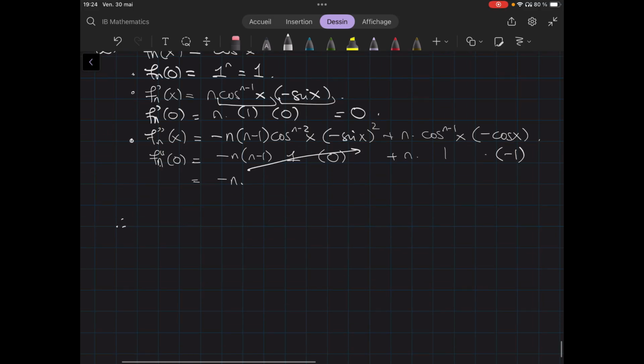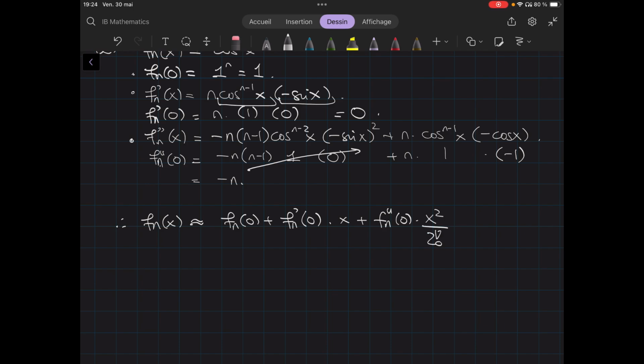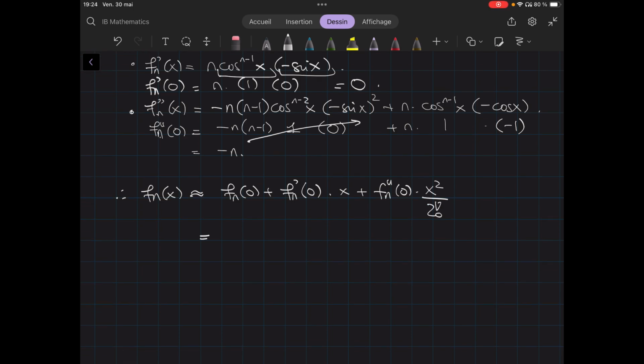Therefore, the first 3 terms of the Maclaurin series are going to be f_n at 0 plus the first derivative at 0 times x plus the second derivative at 0 times x squared divided by 2 factorial. So you should get 1 plus 0x plus negative n divided by 2 x squared.